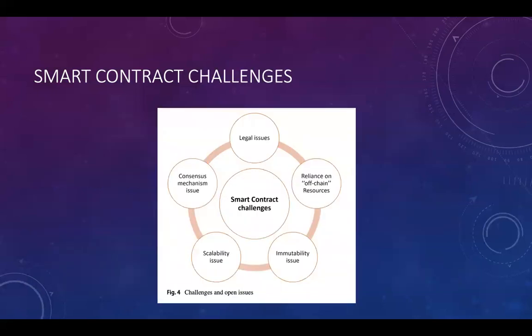Now, what are the challenges we have with a smart contract? As a smart contract is a totally decentralized thing, we come up with many challenges and open issues. The main ones are legal issues, reliance on off-chain resources, immutability issues, scalability issues, and consistency mechanism issues. These issues have a significant impact on smart contracts. So these are the challenges.